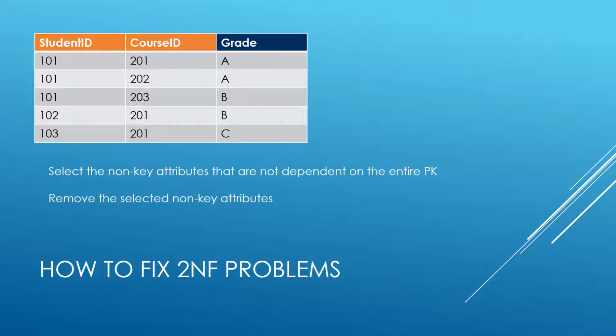And remove those columns. In this case, we are left with only grade as the non-key attribute dependent on the entire primary key. And now we are in second normal form.